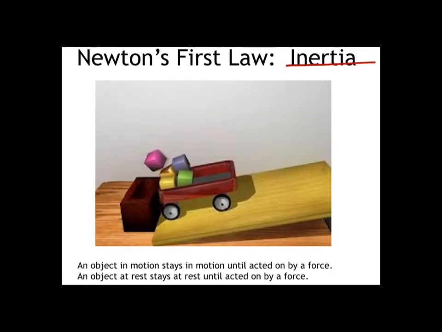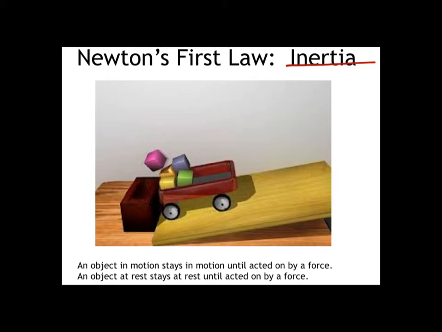The first law is called the law of inertia, and we'll discuss the word inertia in a little bit. But before we do, I just want to familiarize you with this law. Here's the technical language that describes it down at the bottom. An object in motion stays in motion until acted upon by a force. An object at rest stays at rest until acted upon by a force. This is kind of common sense. You know that it takes a force to move something, and if something is moving already, it takes a force to stop it. Here's a classic example of Newton's first law.